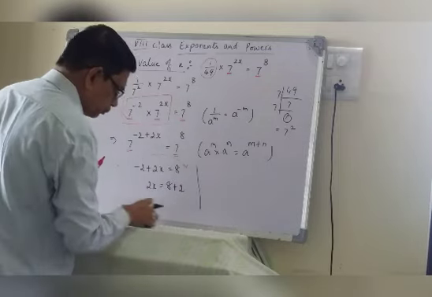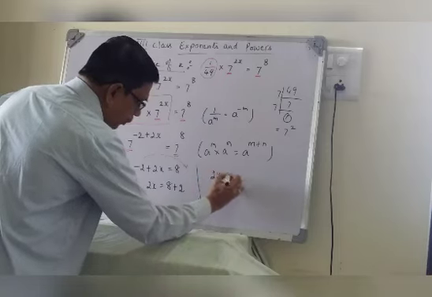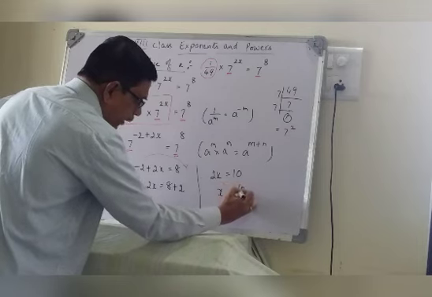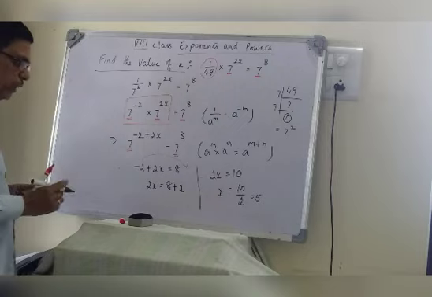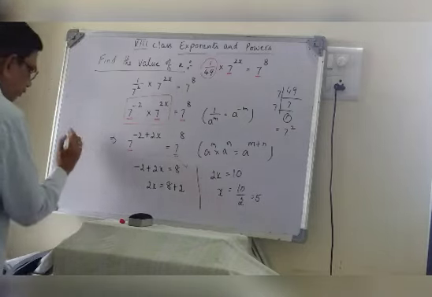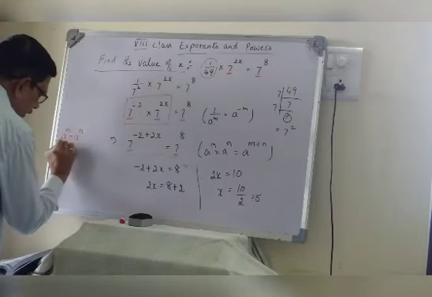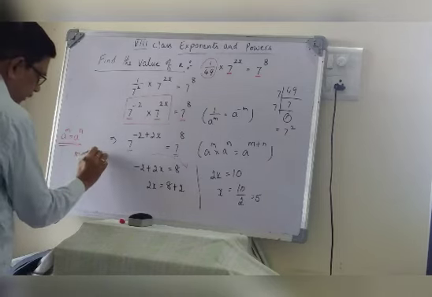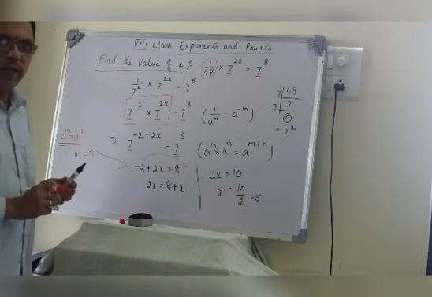Therefore 2x is equal to 8 plus 2, 10. Then x is equal to 10 by 2, that is equal to 5. So what is the x value? X value is equal to 5. Now here what is the formula we used? A to the power of m is equal to a to the power of n. If these two are equal, then we say that m is equal to n. So according to that I make the powers equal. Understood? Have a look.